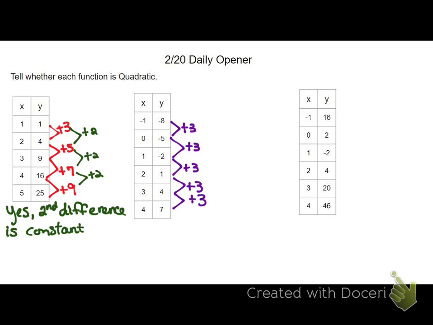Because it's my first difference and they're all constant, what kind of function is this going to be? Linear. So why don't you just write down no, so not quadratic.